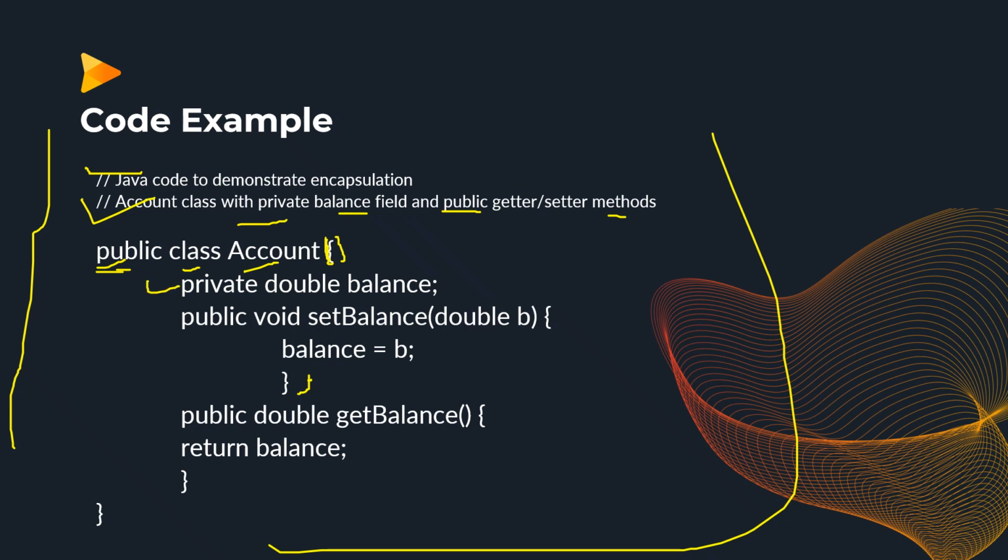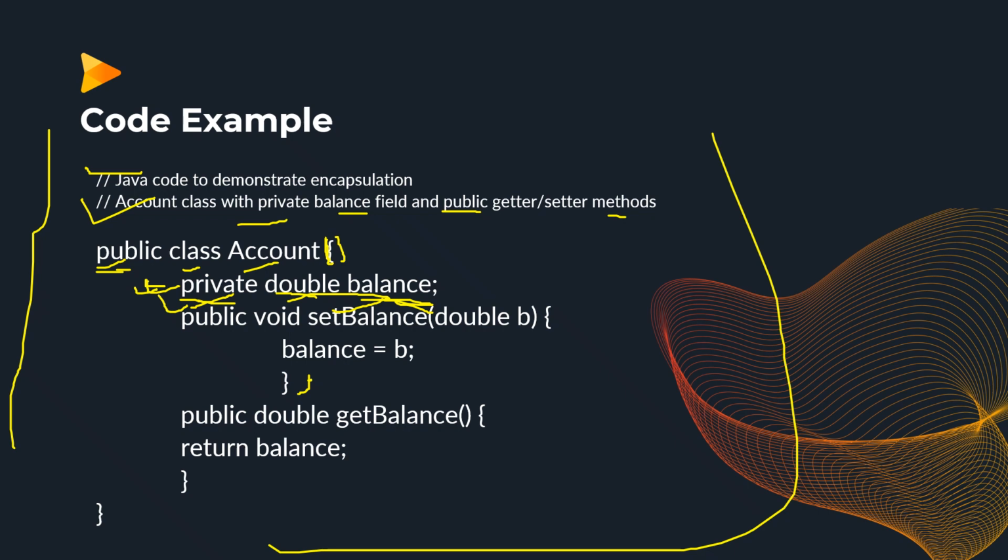So now we have to implement encapsulation. To implement encapsulation, we have to use the private access modifier. Balance is a variable name, and double is the data type. We have seen how to declare variables. So we have declared one variable with data type double, and we have made it private. Now this is a private variable, and it cannot be accessed from another class. So we have made this balance variable private.